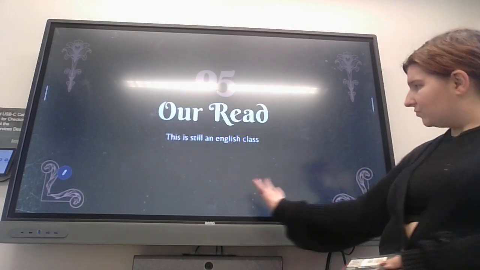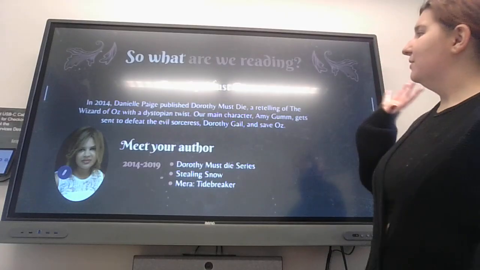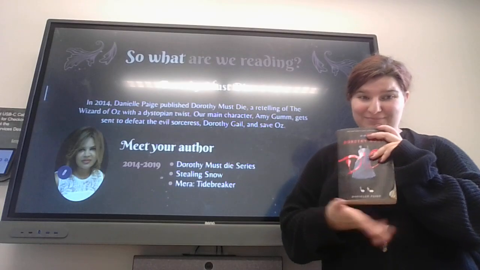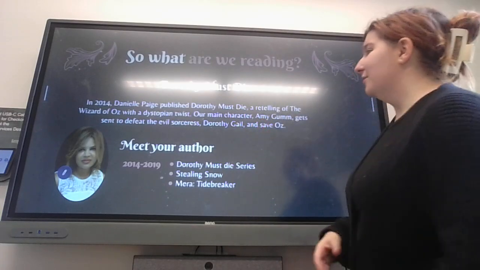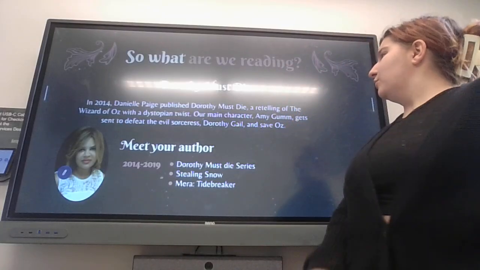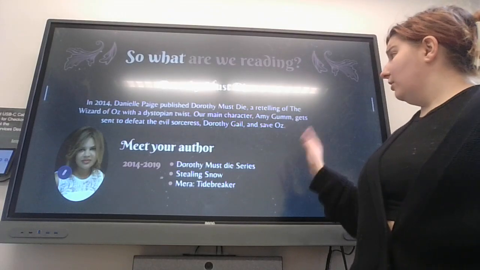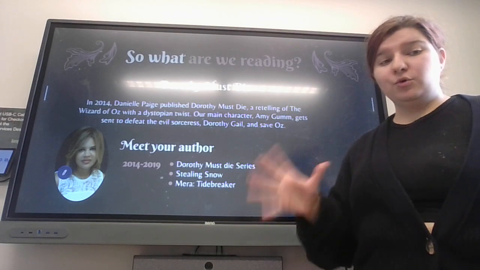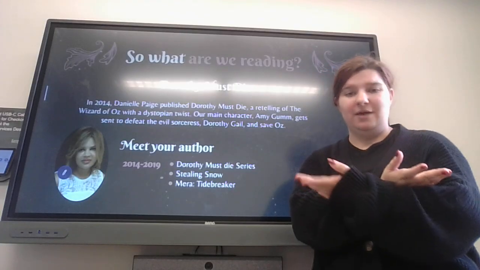But come on, you've been working so well today. There we go. What we're reading, Dorothy Must Die. I know I keep showing this, but there's a reason. Because, you know, we're going to have to dive into this bad boy. So in 2014, Danielle Page, that lady right there, wrote Dorothy Must Die, which is a retelling of Oz with that dystopian twist. Our girl, Amy Gum, is sent to be Dorothy Gale and save Oz. Dorothy becomes this evil princess instead of the cute little girl from Kansas that we know and love.